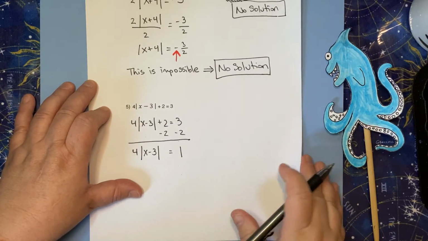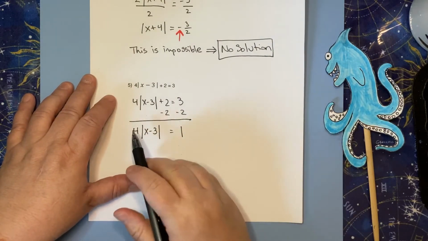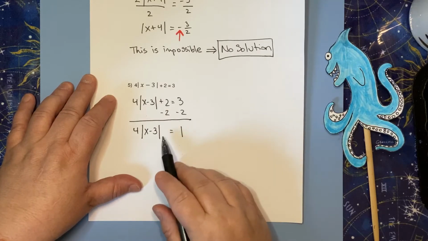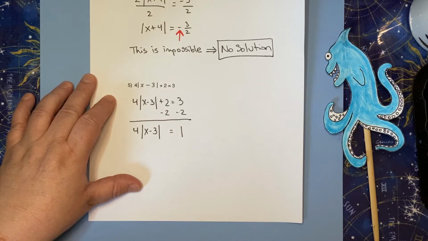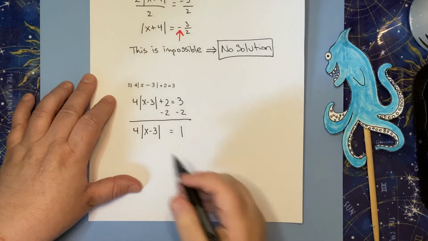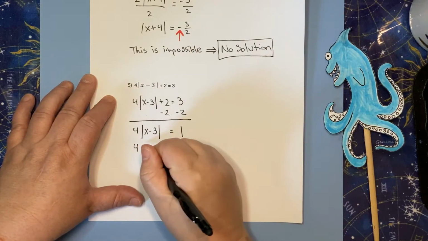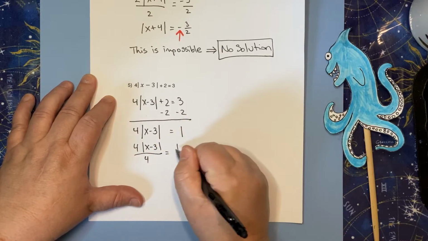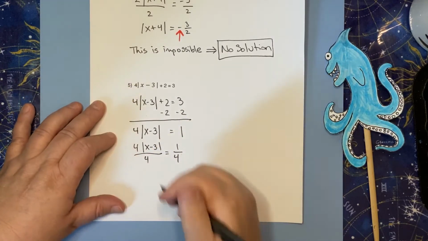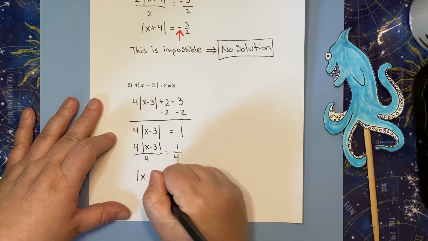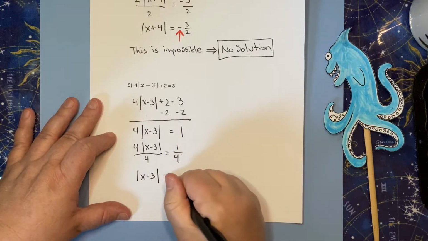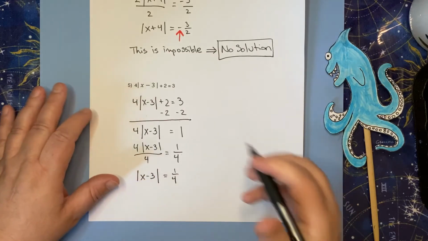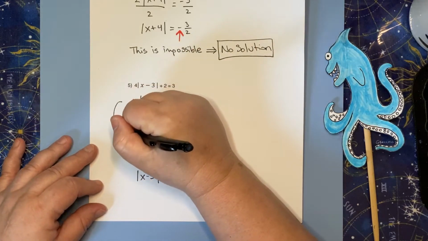So far, so good? And then what's the next step? Well, I've got 4 times this absolute value equals 1. As much as I hate to do it because, fractions, I'm going to go ahead and divide both sides by 4. So then I end up with x minus 3 in absolute value equals 1/4.